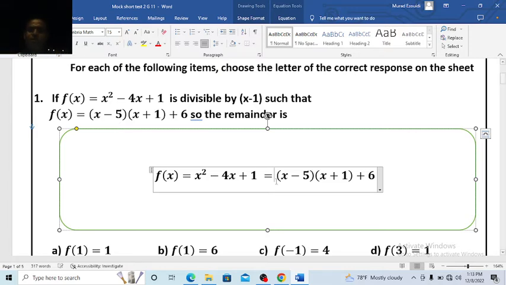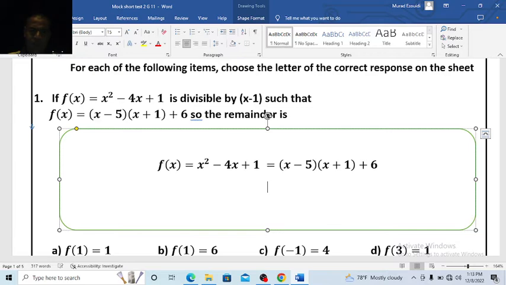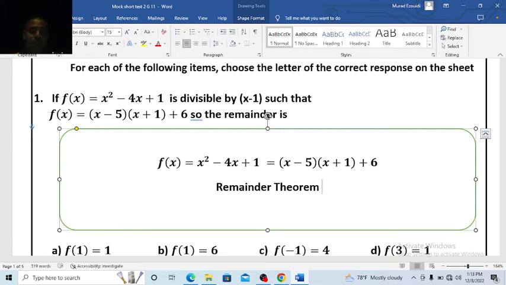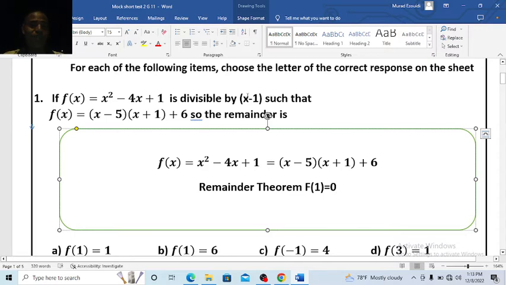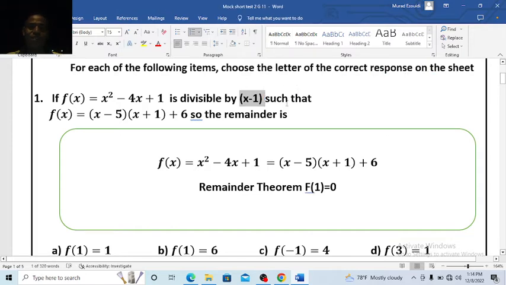Now I will use the remainder theorem. The remainder theorem tells that if x minus 1 is a factor of f of x, then the remainder is 0. It means I will check that f of 1 is equal to 0, but here the equation doesn't tell that x minus 1 is a factor. So this one is not a factor.